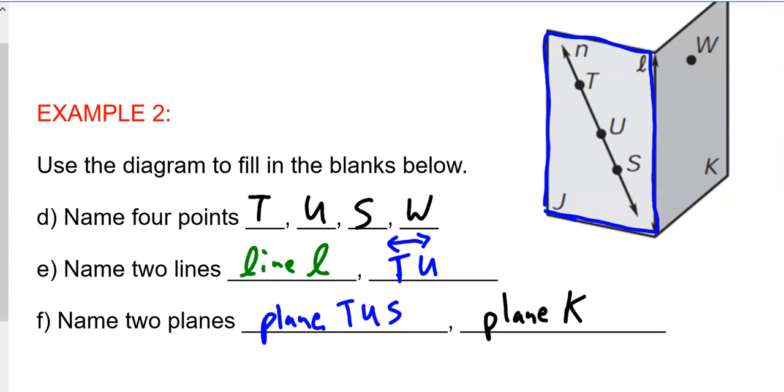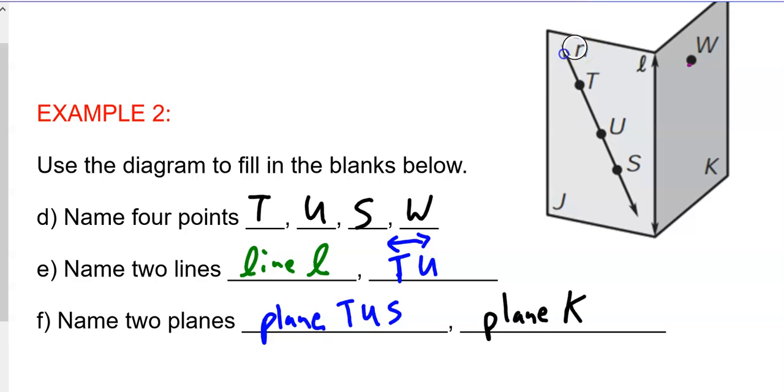Okay, so here are some answers. Now some of these can vary as well. Name 4 points. So I did T, U, S, and W. Those are the only ones you can really have there. Name 2 lines. Well, there are actually only 2 lines. One of them, and I'm going to erase what I have here in blue because it kind of covers up the arrows a little bit. So I'm looking at arrows in both directions. So this is one line, line L. And then I also have line N.